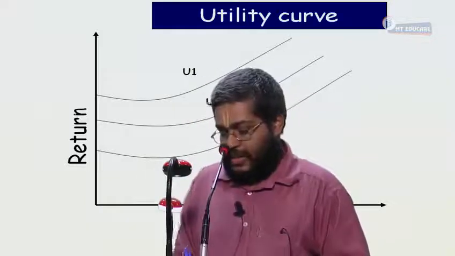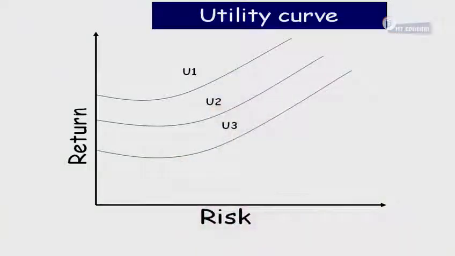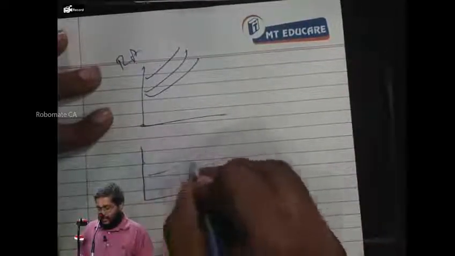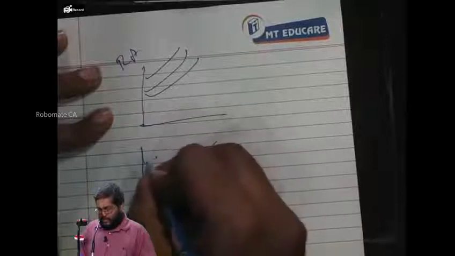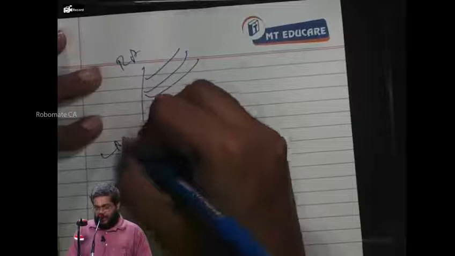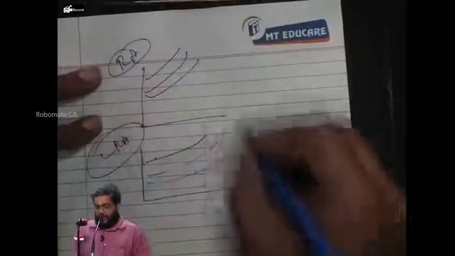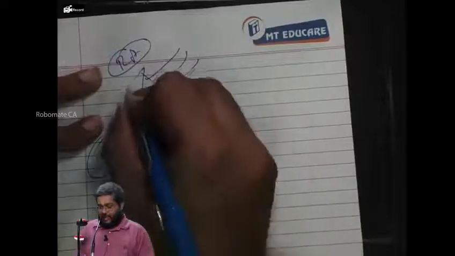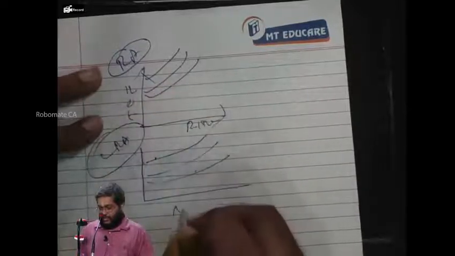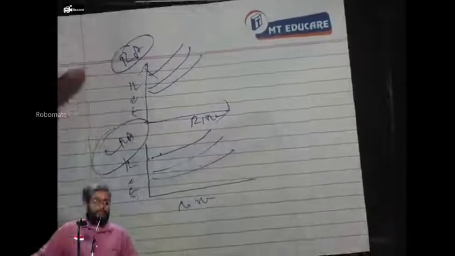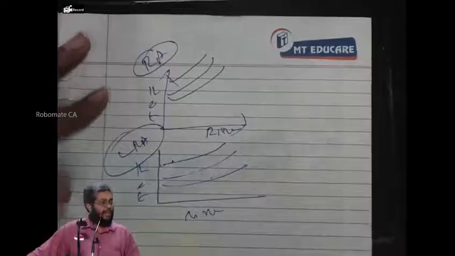Now, just quickly draw this. This is what? Risk-averse. Next diagram, this is much less steep. This is what? Less risk-averse. You all know always x-axis is what? Risk, and y-axis is what? Return.